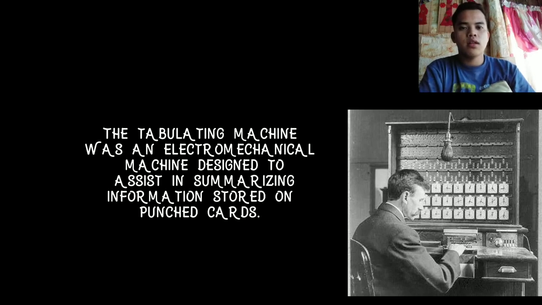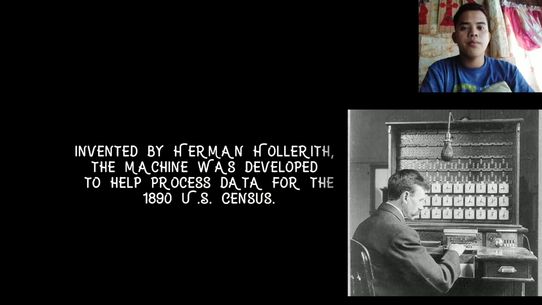The Tabulating Machine was an electromechanical machine designed to assist in summarizing information stored in punch cards. Invented by Herman Hollerith, the machine was developed to help process data for the 1890 U.S. Census.